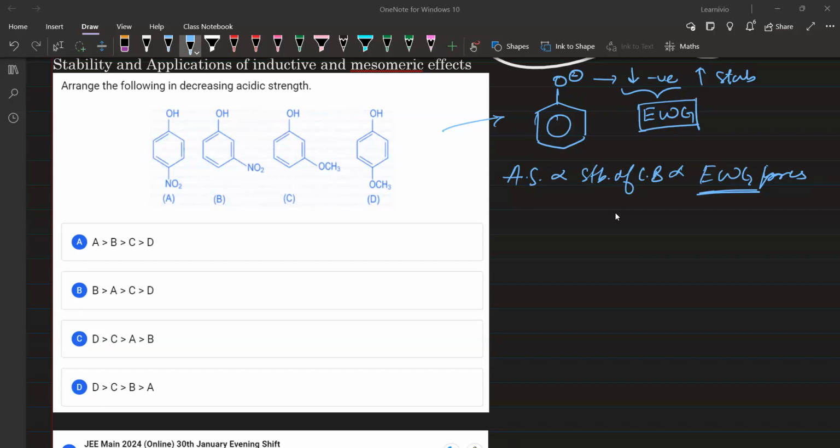If you can see which particular compound is going to have the highest electron withdrawing capacity, then you can answer. Try once again. Think in terms of when something is in para and when something is in meta, what happens, whether it shows mesomeric effect or not. Think in those terms.